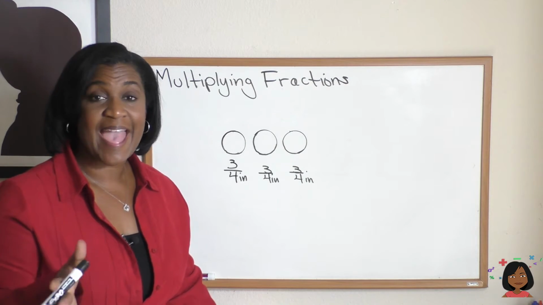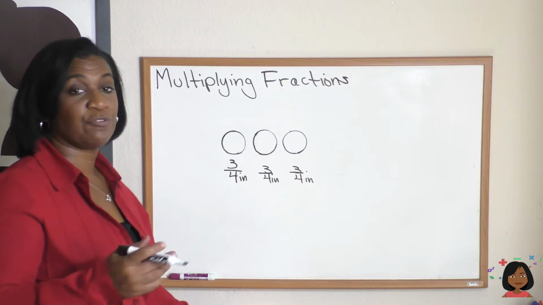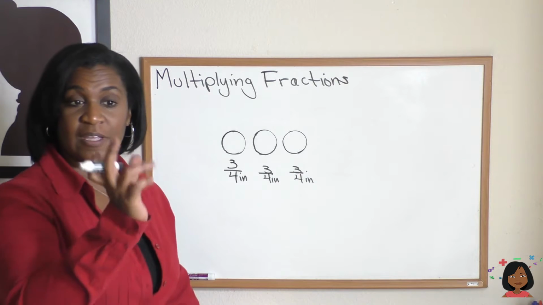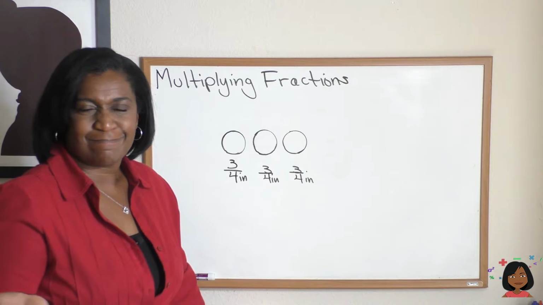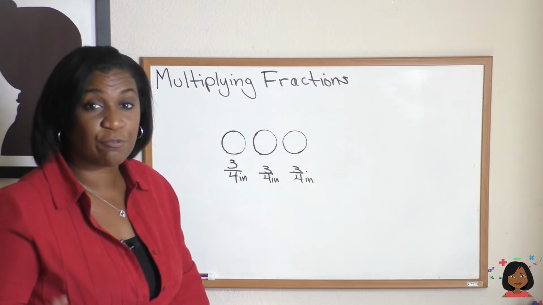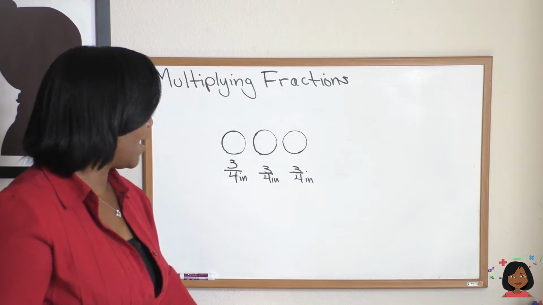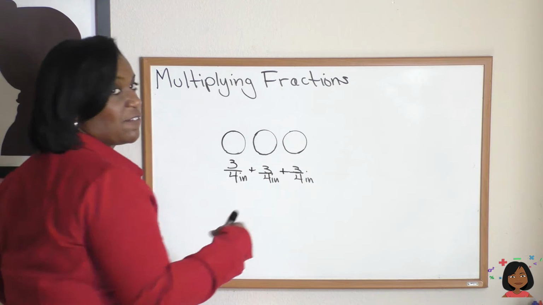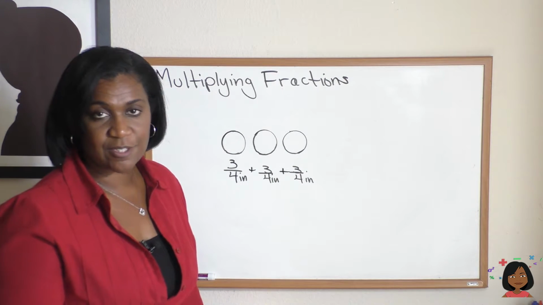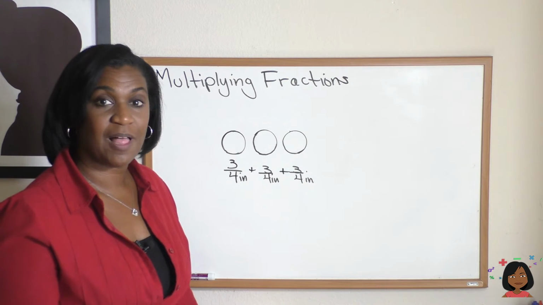Okay, let's say I had some pennies, and that each penny was 3/4 of an inch in diameter. So, well, what would be the total if I had 3 of these pennies? Well, one way to do it, we know we can add, right? We can add 3/4 plus 3/4 plus 3/4 inch and come up with an answer. But we also could multiply.